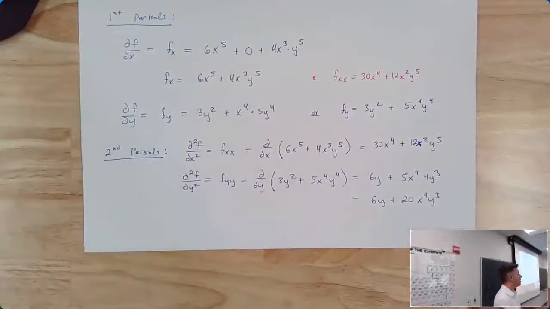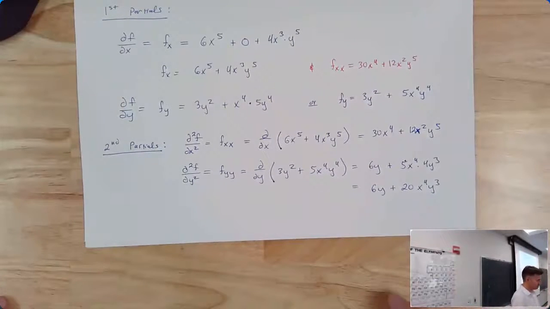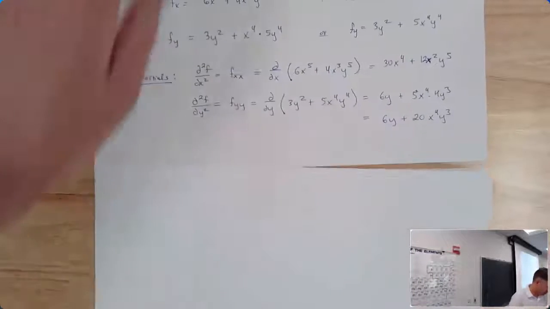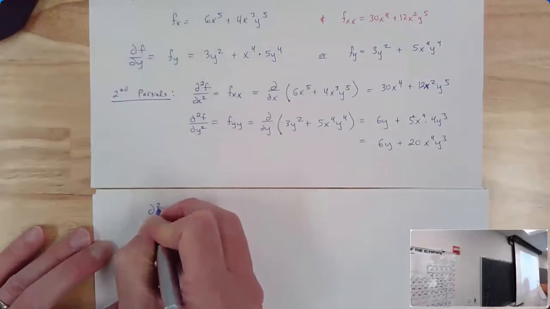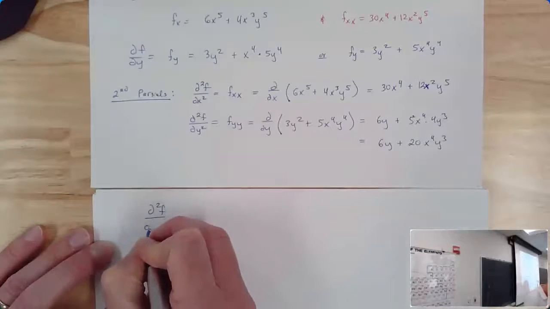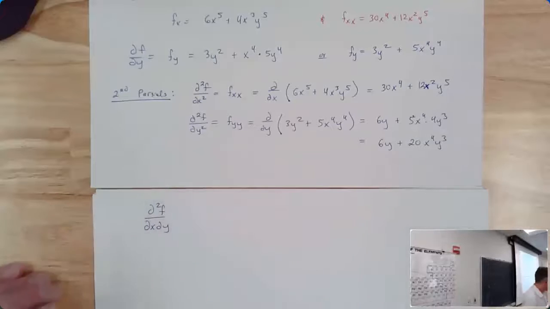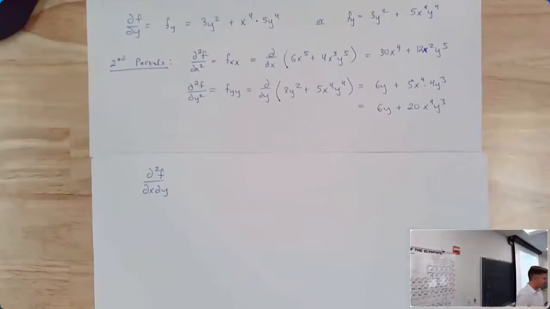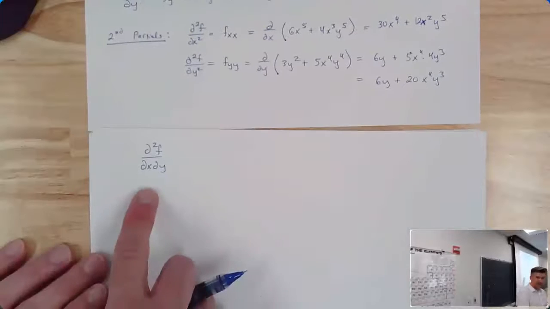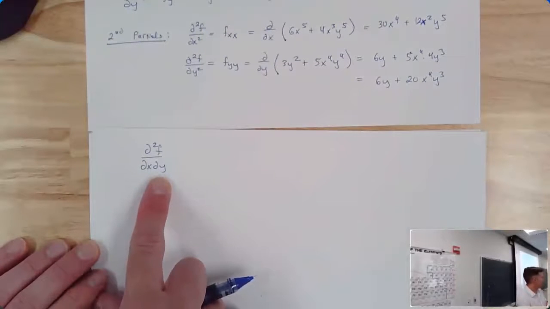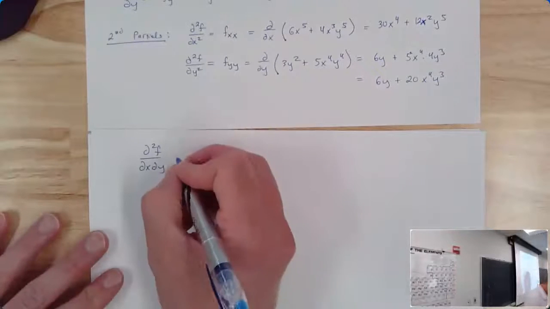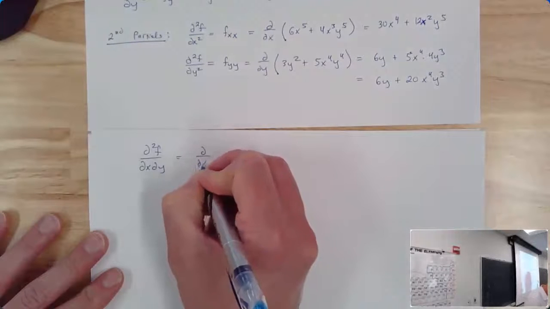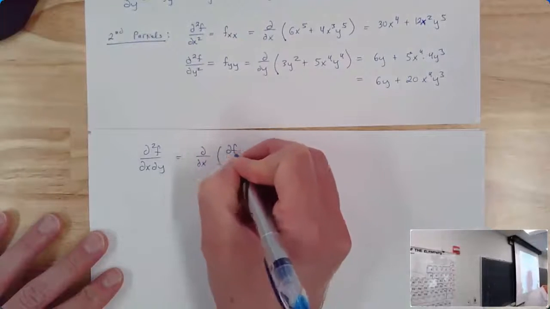But there are 2 other partials we can find. And this is where notation gets a little funky. I think I need more paper here. So I want to find del squared f del x del y, the mixed partial derivative. And this says that we differentiate with respect to y first, and then x second. So if you want to write this as 2 derivatives, it's the partial with respect to x of the partial with respect to y.